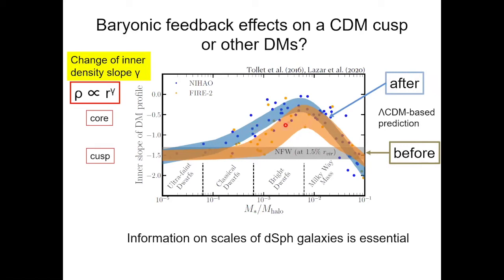But this effect is smaller for fainter galaxies. The x-axis is stellar mass divided by dark halo mass. Okay, and this is the ultra-faint dwarf galaxy domain. Classical dwarfs are slightly brighter dwarfs, and the bright dwarfs are here. Okay.